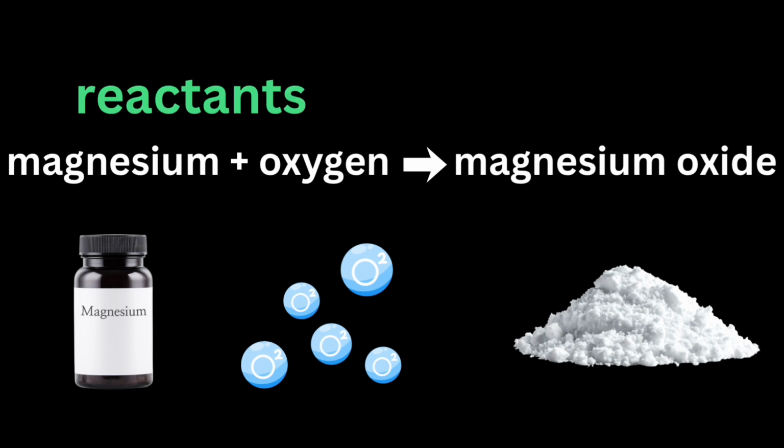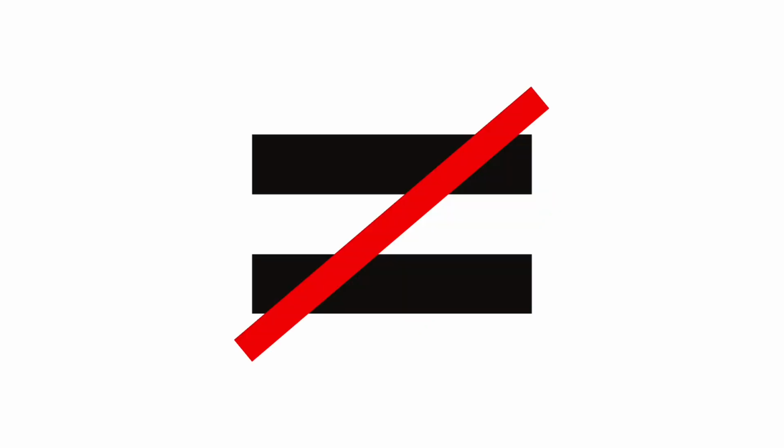In the first part of the equation, we list the reactants, which are all the chemicals that are reacting together. So in this case, there's magnesium ribbon and there's oxygen in the air. At the other side of the equation, we write everything that's produced in the reaction. So in this case, when you burn magnesium ribbon in oxygen, it produces magnesium oxide. We use an arrow to show that the reactants become the products. We never use an equal sign.